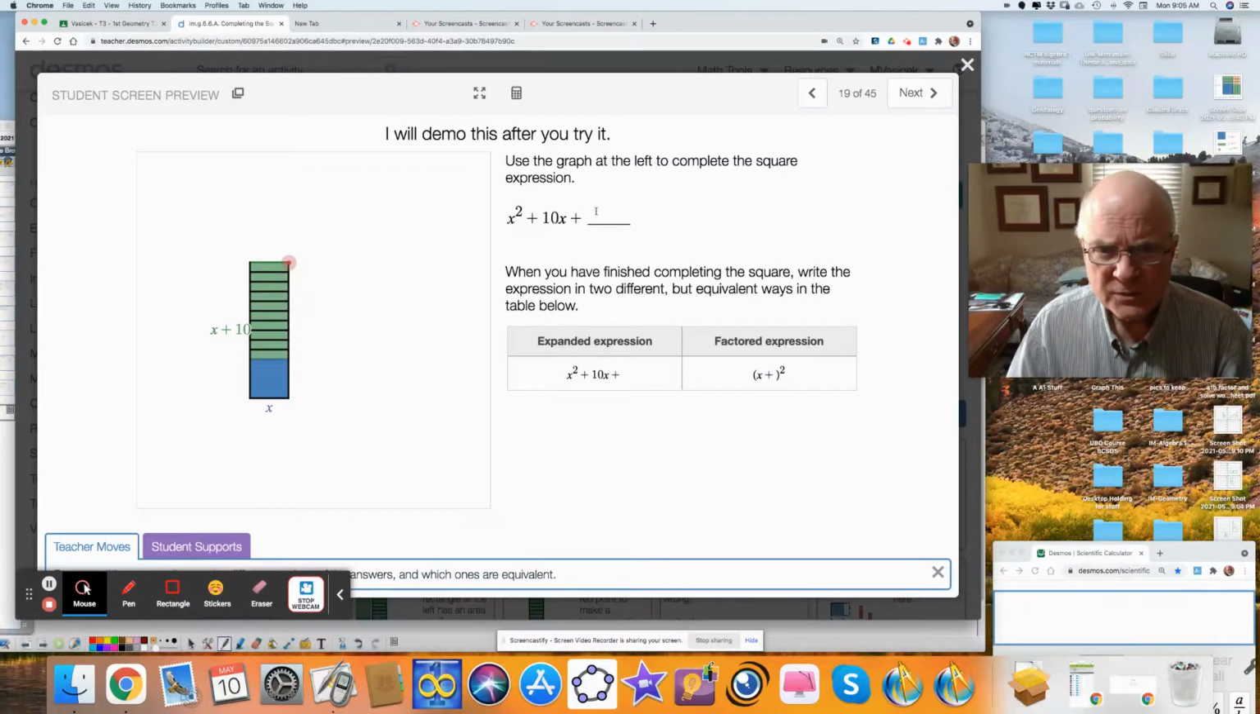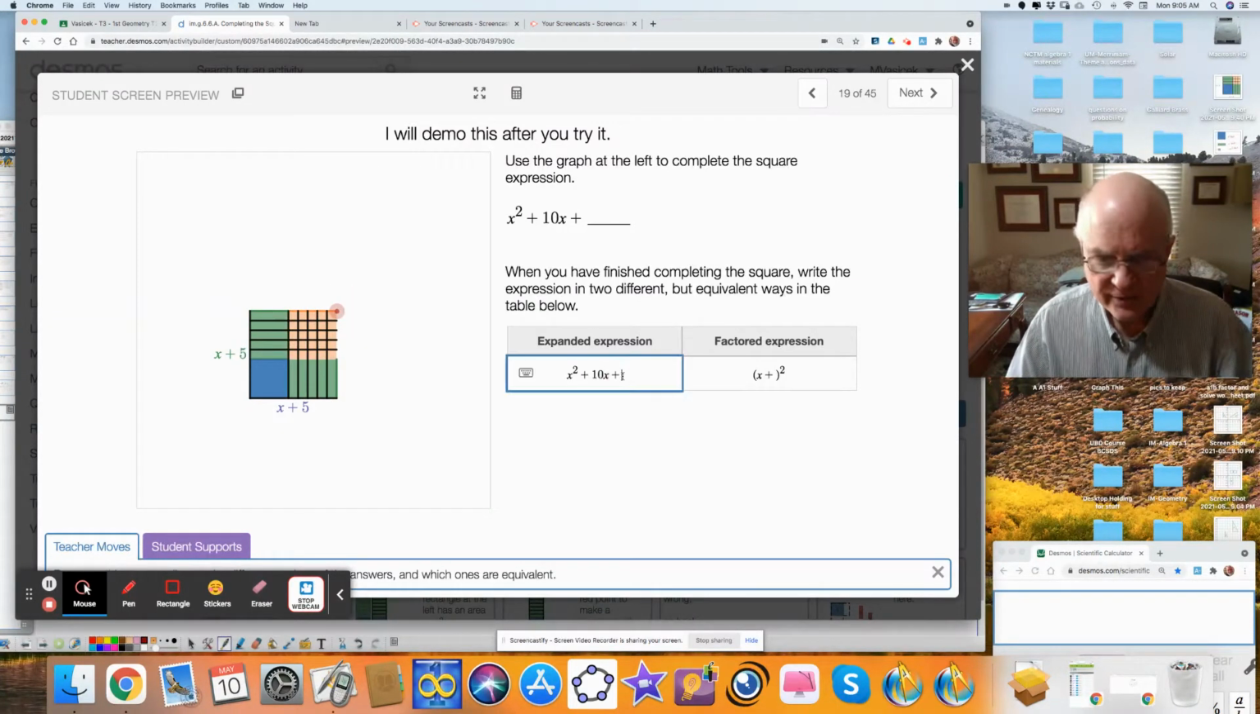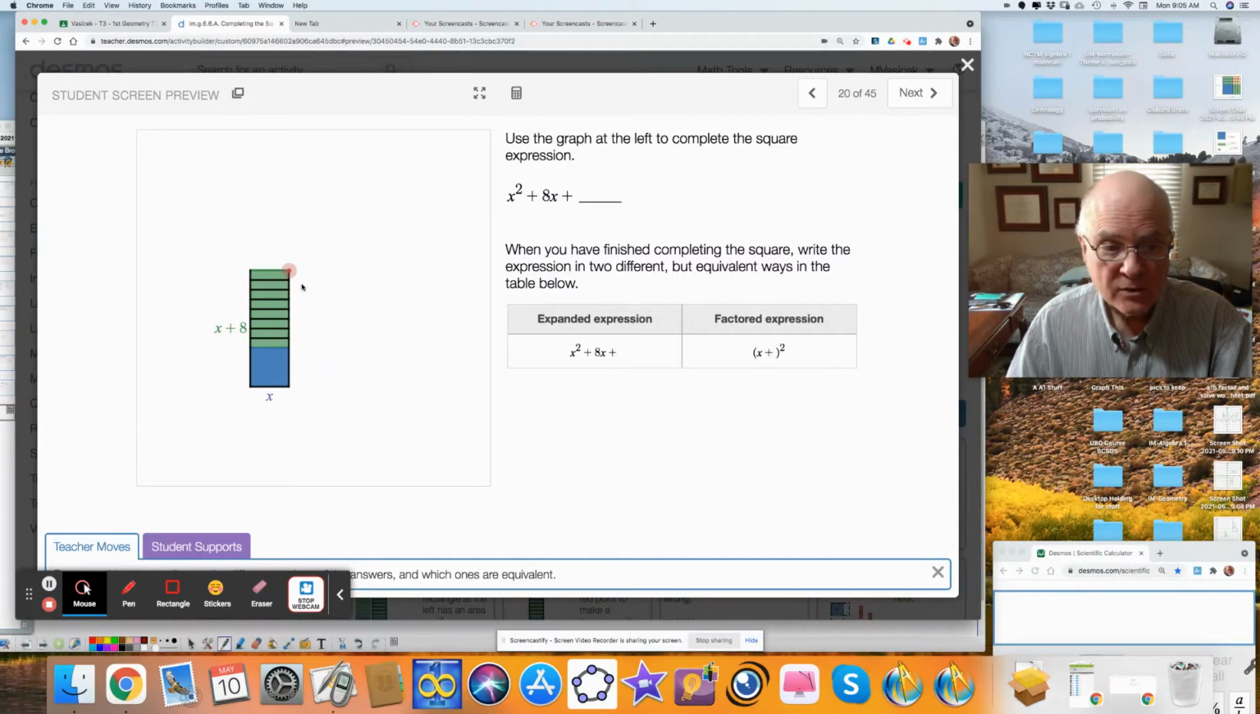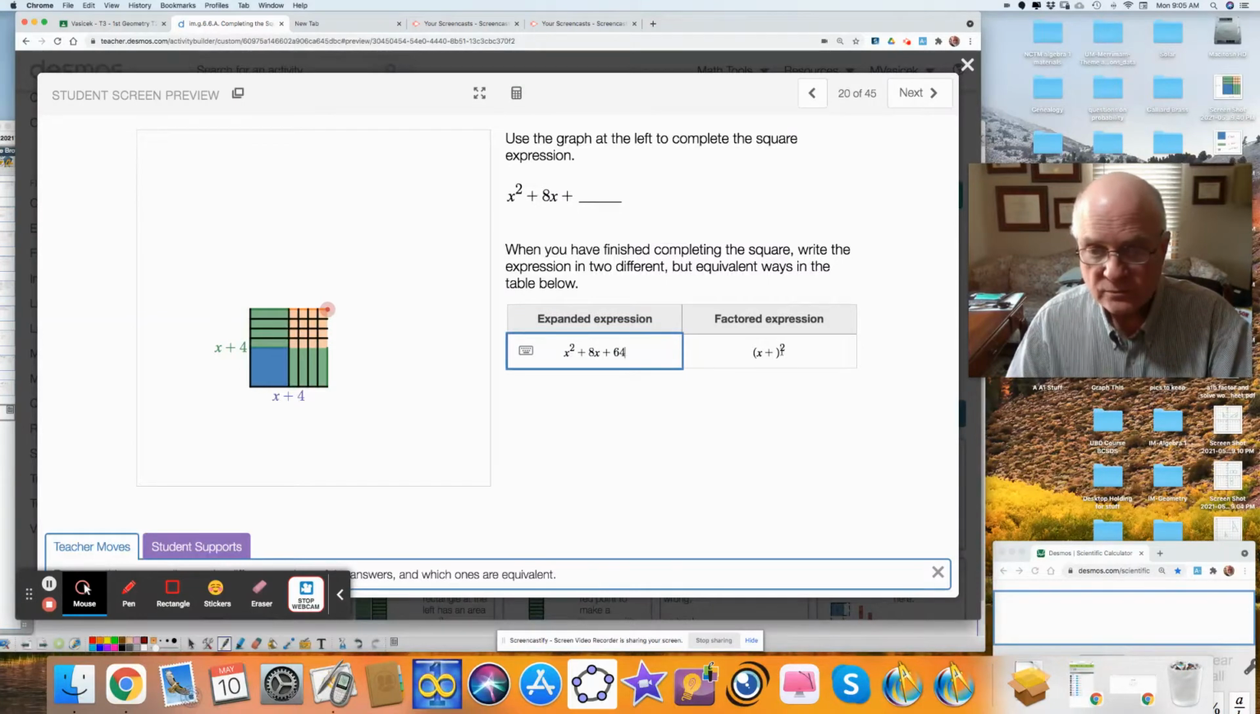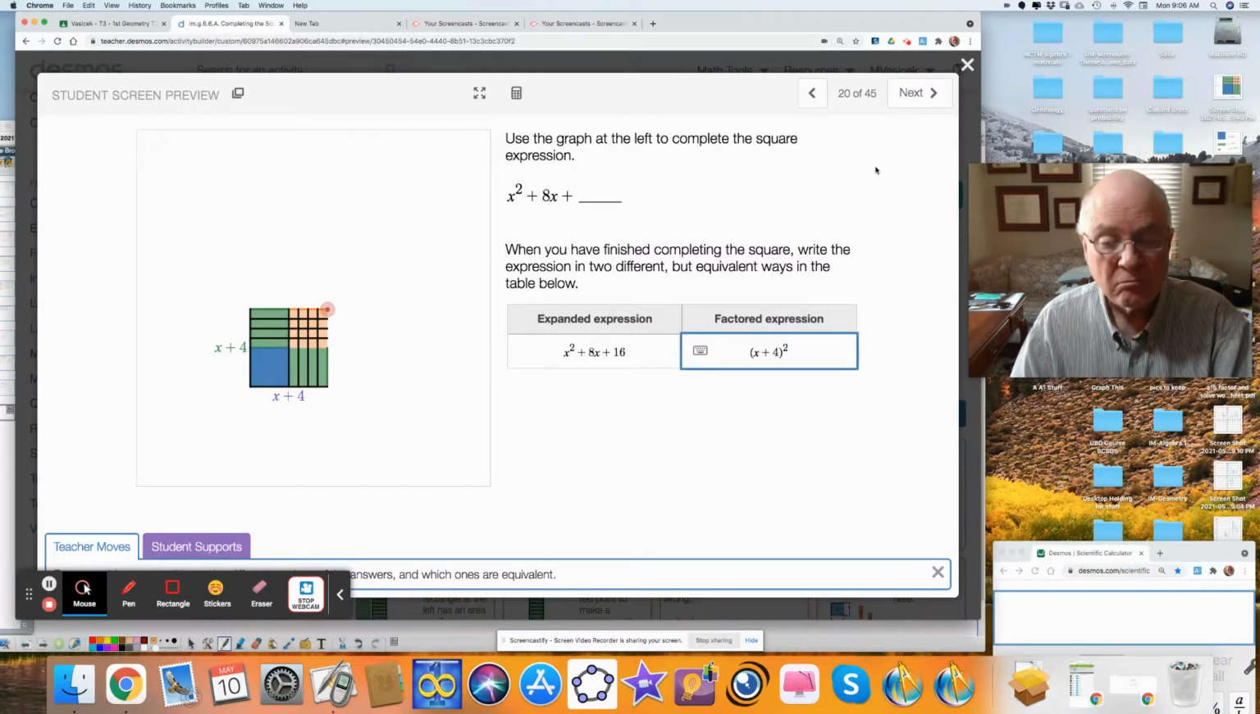So if we do this one, how many blocks would we need to complete the square? Well, let's make it into a square. We want it to be 10 x blocks, 10 of the green ones. I'm going to have to add 25 to both sides. And that's the same as x plus 5 times x plus 5. Here, to make this 8 a square, I'm going to have to add 16. And that's going to be x plus 4 times x plus 4.